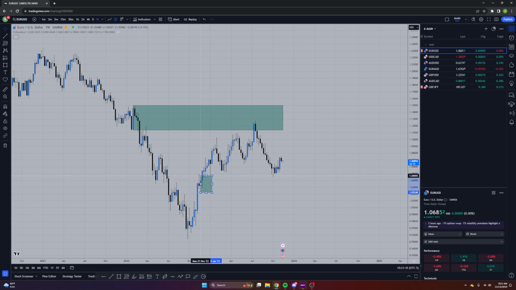Let me just put it right there and put this right here. This is our area of demand. So you gotta understand it moved from area of supply into an area of demand right here. Now we go to the daily.